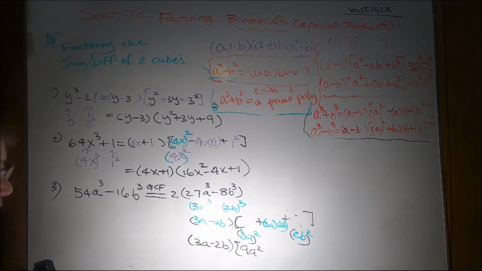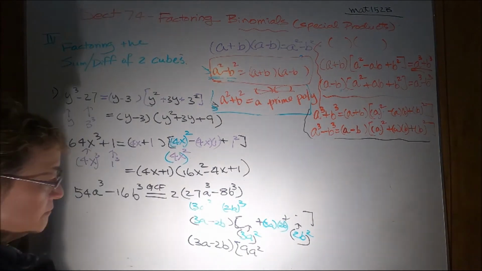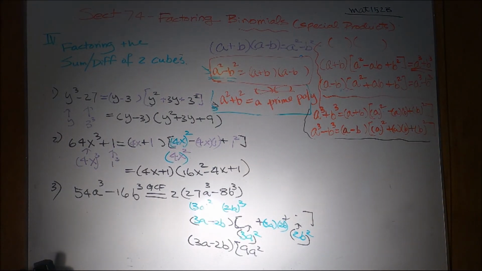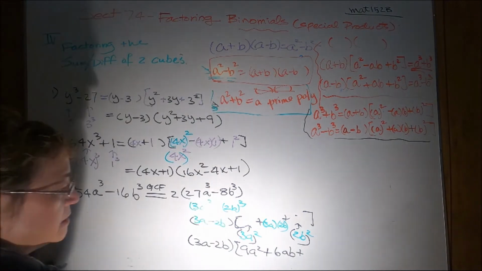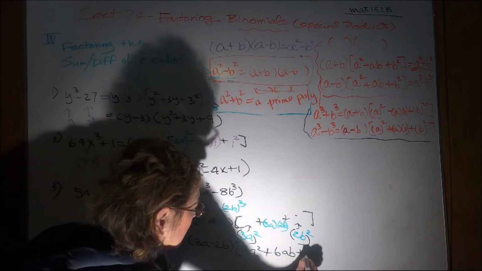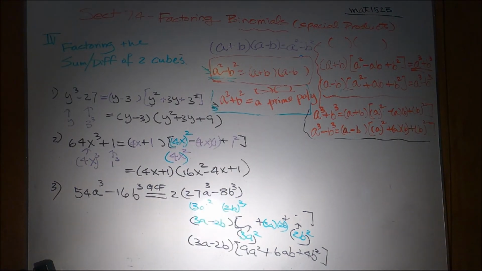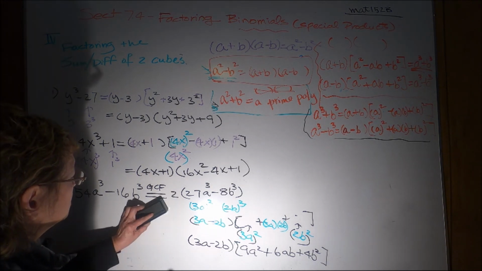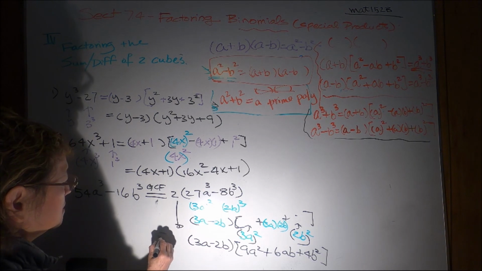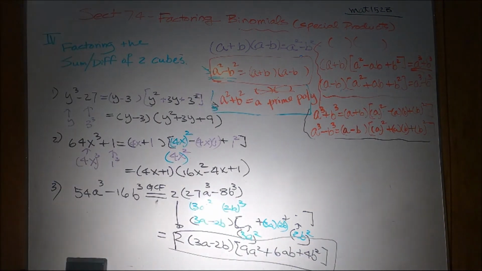So what you should have is (3a) squared, which is 9a squared, right? So that should be that one. 3a times 2b, you should write 6ab. And (2b) squared would be 4b squared, right? At the same time, don't forget you need to carry down your 2 as well. So that would be your final answer.